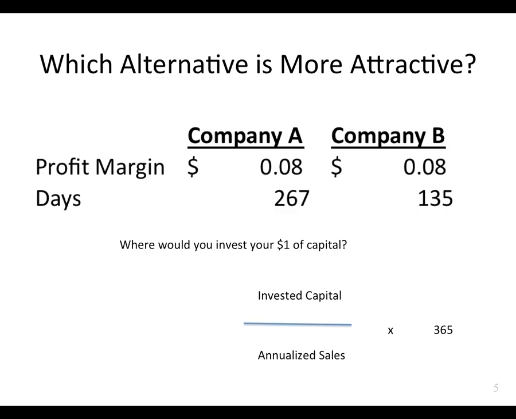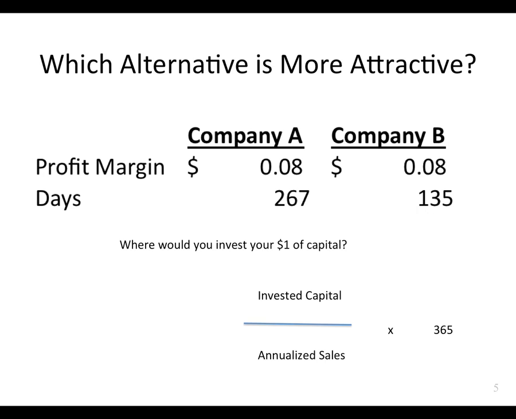30 seconds, CFO got it, including everybody else in the room. I said, let's go get the annual reports out. We got the 10Ks, downloaded them from Edgar, and we literally calculated his and his competitor's in front of the class in Excel. His was 267 days using that formula. His competitor was 135. Here's the business model. I give you $1, you make 8 cents every 267 days. I give your competitor $1, they make 8 cents every 135 days. Where would you put your money?